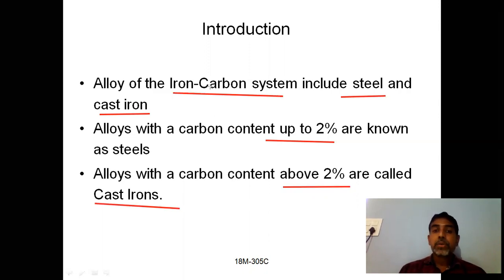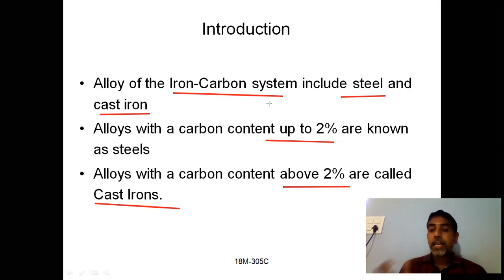So what is meant by alloy, how this iron carbon system becomes an alloy, what things we have, steels as well as cast irons, when we can call them steels and when we can call them cast irons. These three sentences are very, very important. Without knowing these things we are unable to understand future concepts. So that's why you should understand.